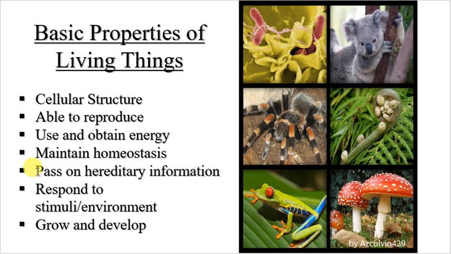They must be able to use energy, so obtain and use it. They must maintain homeostasis. Homeostasis is balance or equilibrium. It's a stable body condition that is necessary for maintenance of life and life functions. They must be able to respond to stimuli, so response to their environment and changes in the environment. And then lastly, they must be able to grow and develop.